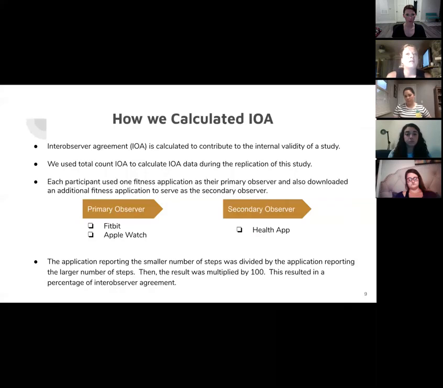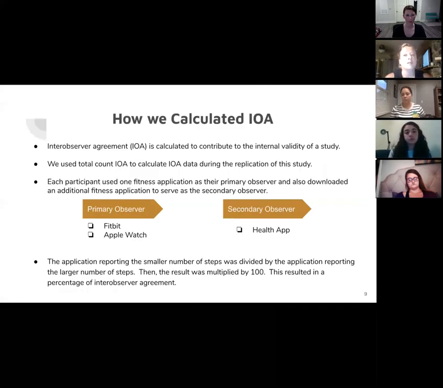When the IOA data is high, it increases the confidence that the target behavior was clearly defined and also confirms that change in data is due to change in behavior and not in the data collection. There are several different methods of calculating IOA data, each of which will provide a somewhat different view of the extent and also the nature of the agreement and disagreement between each observer.